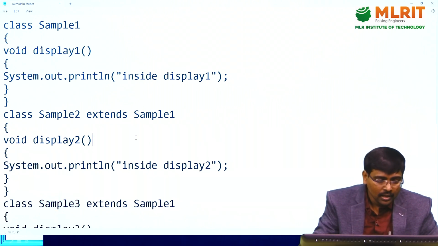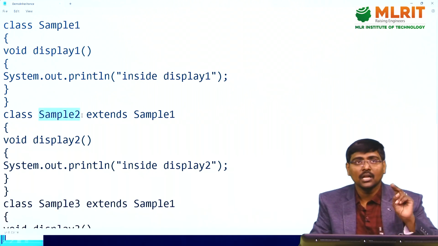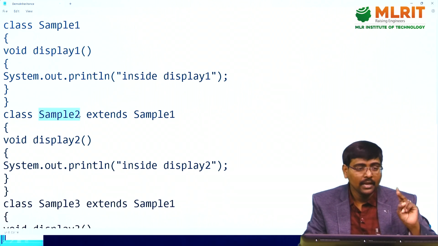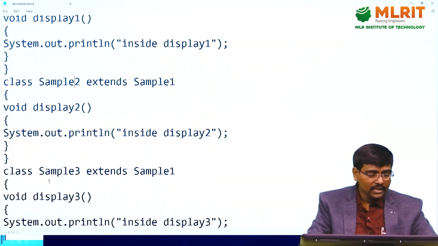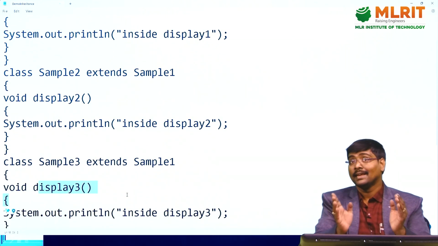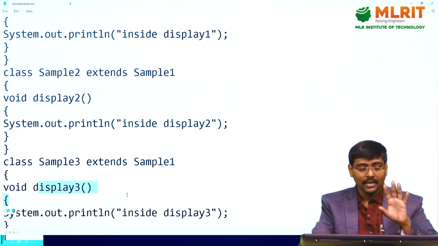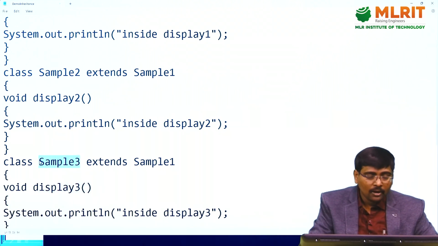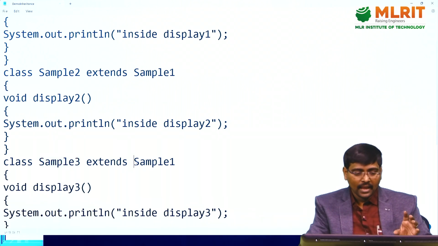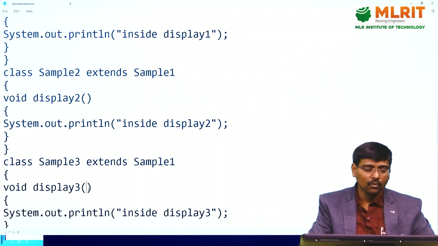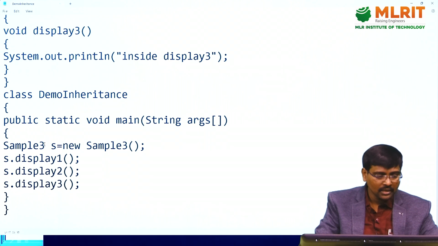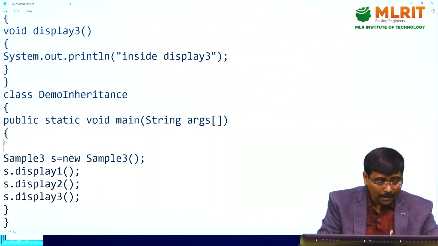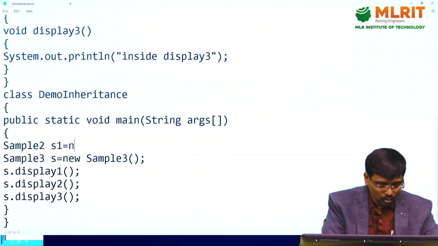Understand carefully. Now sample2 consists of only 2 methods: display2 and display1. By using an object of sample2, it is not possible to access display3. Why? There is no relation between sample2 and sample3. Similarly, by using an object of sample3, we can access the methods of sample1 and its own method. It is not possible to access sample2 methods. So that is the reason. Create an object for sample3 and create an object for sample2 also.